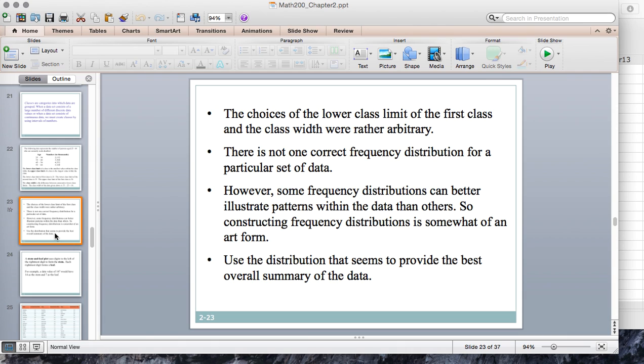You won't have to deal with it too much in this class because normally in my math lab for your homework and on quizzes or tests, I would have it already grouped for you, or it should be fairly obvious what a nice way to group it is. There isn't one correct frequency distribution for a particular set of data, but some might be better than others, so you just have to practice with it. You want to use the distribution that provides the best overall summary of the data.